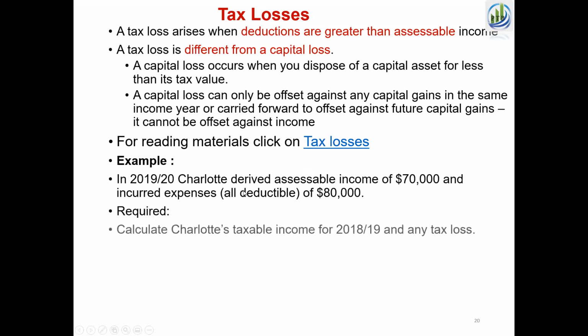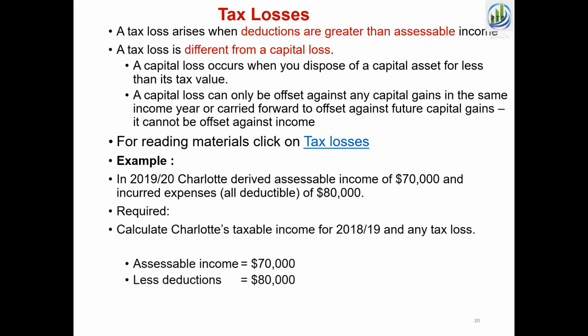So for an example, what is a tax loss? One of your clients has assessable income of $70,000 and expenses of $80,000. How much is the tax loss? Assessable income 70 and deductions 80, so the tax loss will be $10,000. His taxable income is zero, because we never say taxable income minus 10,000, right? So taxable income comes back to zero and the tax loss will be $10,000, 70 minus 80.